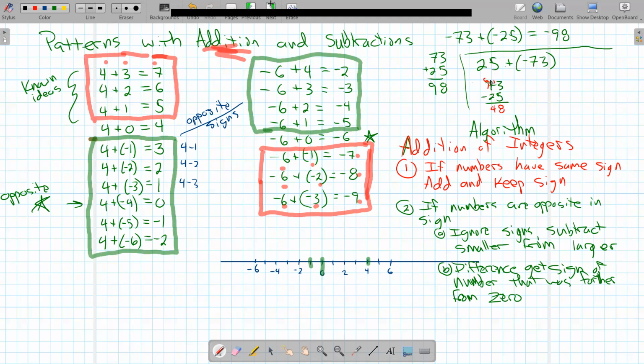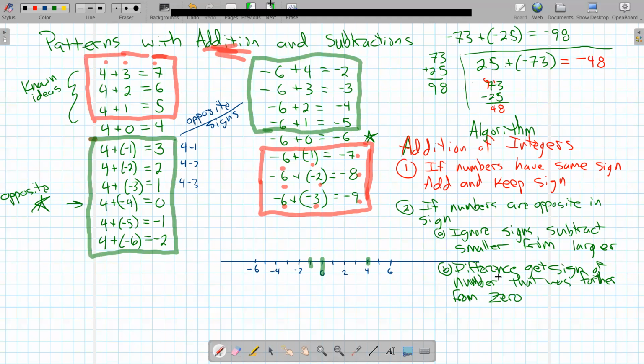So I get 48 from the first step, and then the second step says the answer, the difference, gets the sign of the number that was farther from 0. What's farther from 0, 25 or -73? Yeah, -73. So the answer must be -48. And this set of steps right here, that is the addition algorithm for integers.